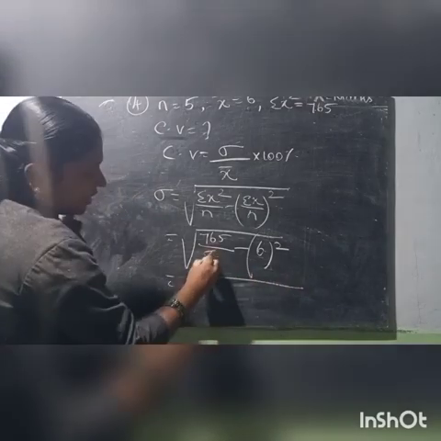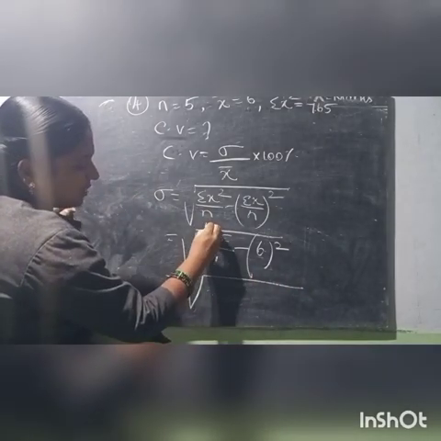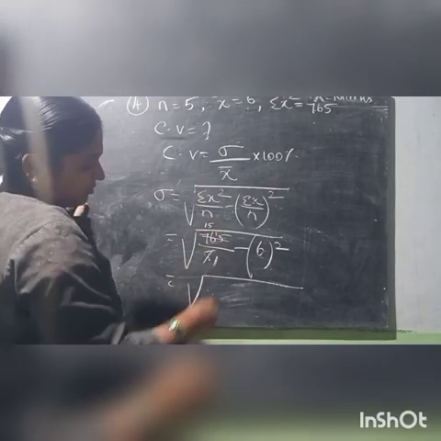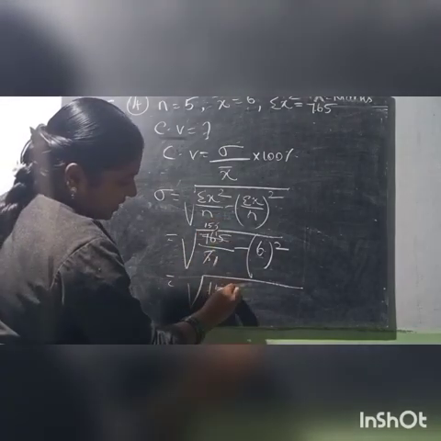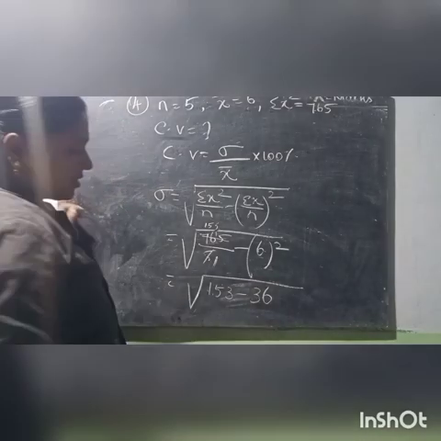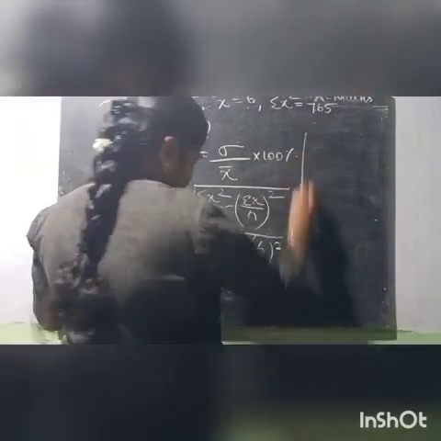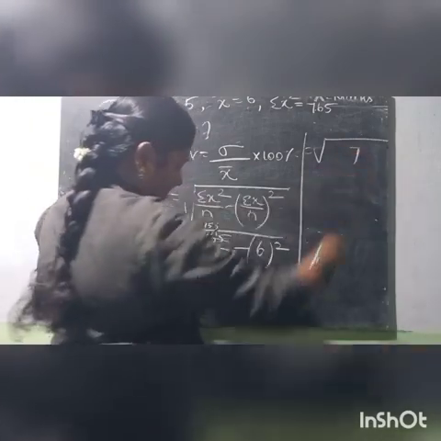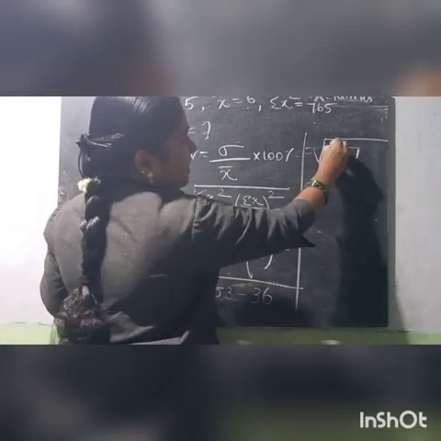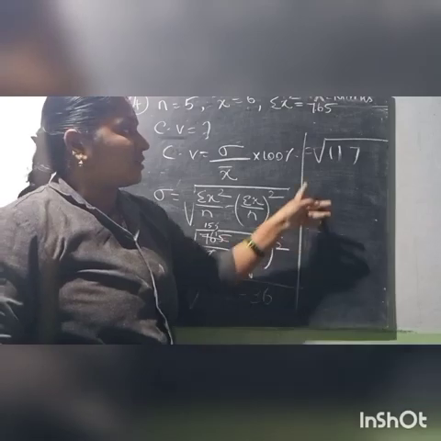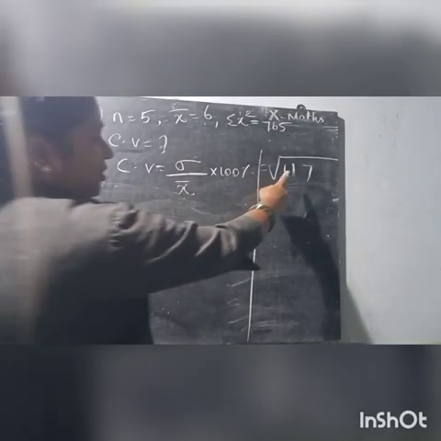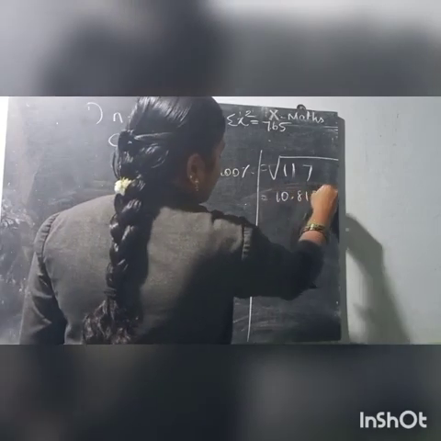Now cancel by the 5 table: one time, then in 26 5 times, then in 15 3 times. So 153 minus 36. Now we have to subtract. So 13 minus 6 is 7, 14 minus 3 is 11. So 117. So we have to take now the square root of this value. See, square root of 117 is 10.817.